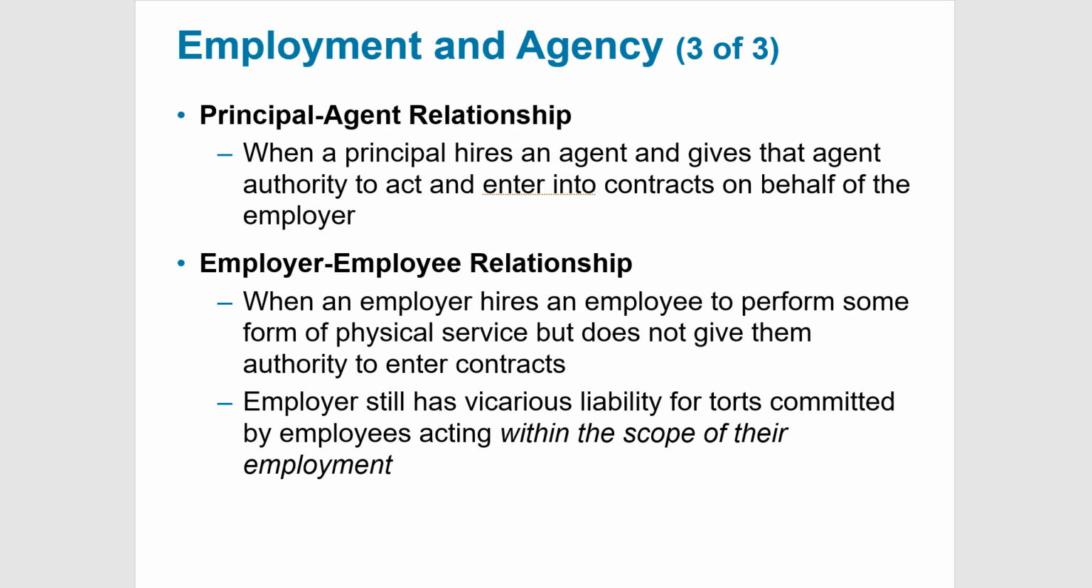The principal-agent relationship is when a principal hires an agent and gives that agent authority to act and enter into contracts on behalf of the employer. In this example, the employer is the principal. We contrast that with a more simple employer-employee relationship, where an employer hires an employee, but they aren't given authority to enter contracts. For contractual purposes, the employee does not have authority to form those contracts.